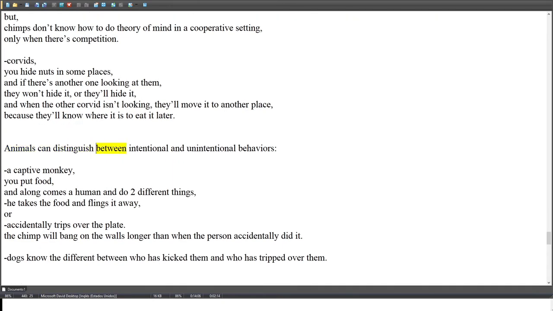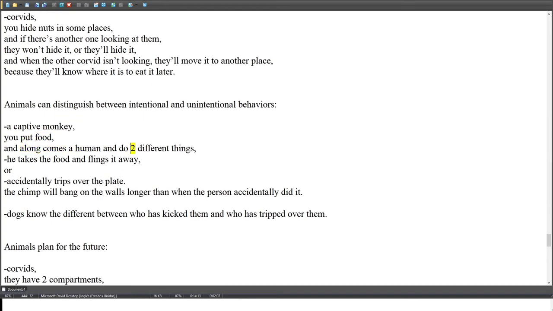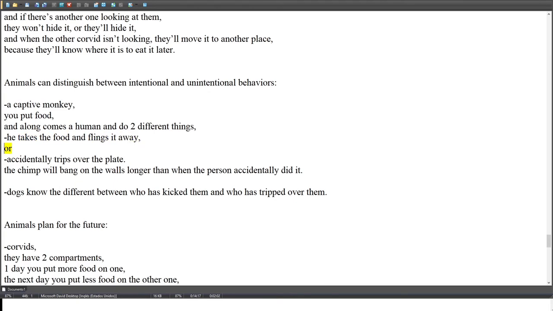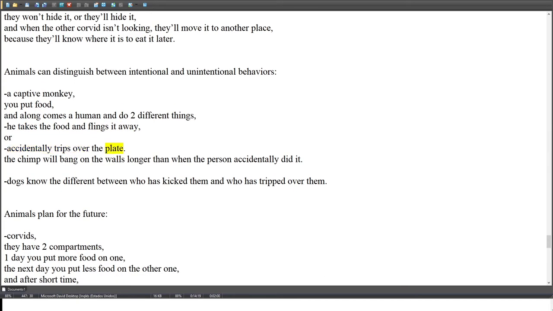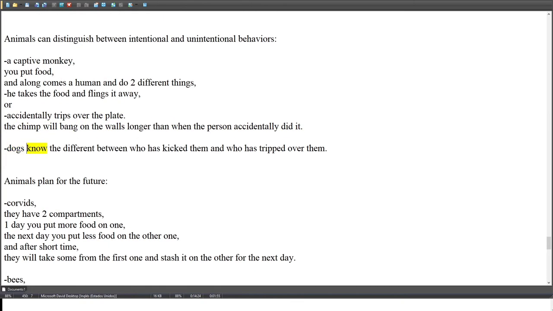Animals can distinguish between intentional and unintentional behaviors. With a captive monkey, you put out food, and along comes a human who does two different things. He takes the food and flings it away, or accidentally trips over the plate. The chimp will bang on the walls longer than when the person accidentally did it. Dogs know the difference between who has kicked them and who has tripped over them.